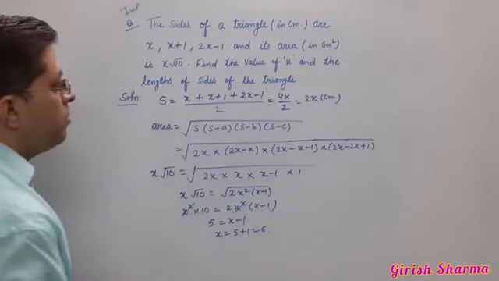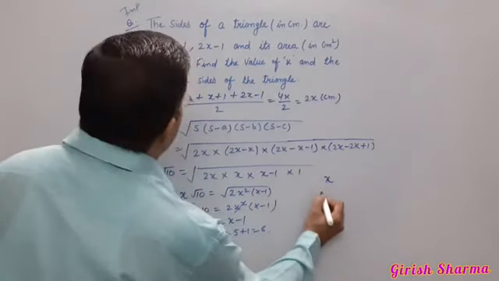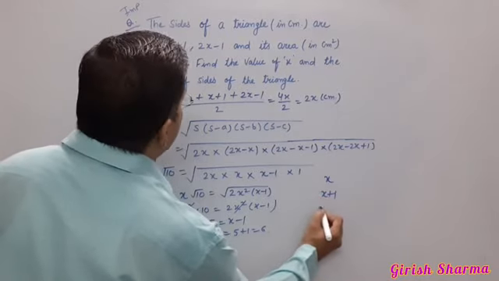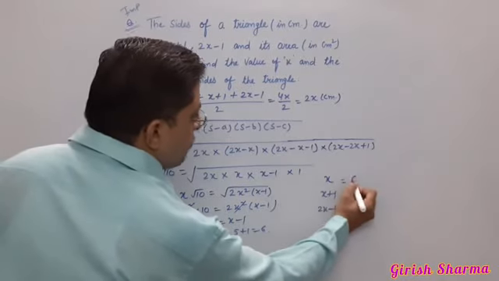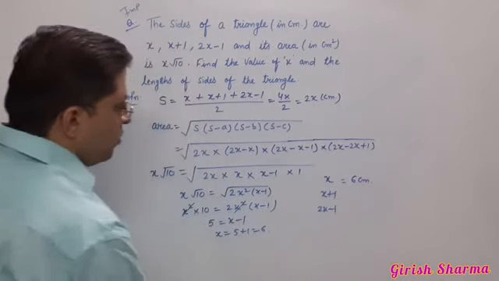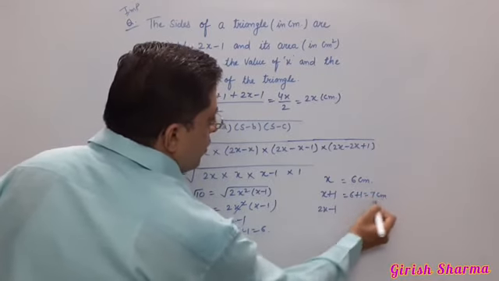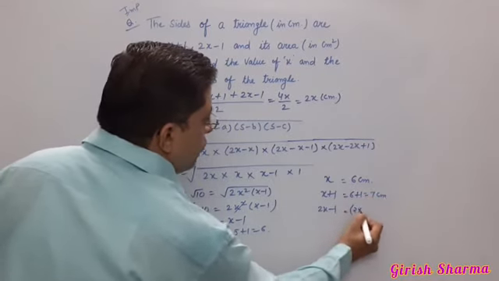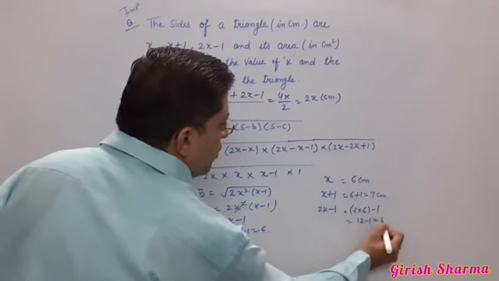Then you have to find the length of the sides. First side is x, second one is x plus 1, and third one is 2x minus 1. It means x is 6 centimeter. Second one, 6 plus 1 is equal to 7 centimeter. Here 2 into 6 minus 1, 12 minus 1, that is 11.